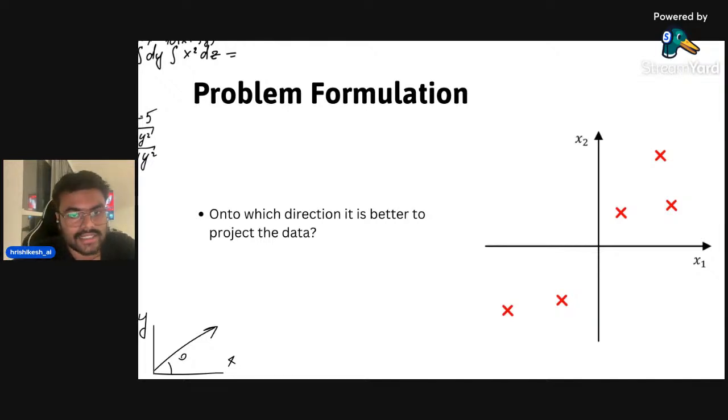So you can see it's x1 and x2, which is 2 dimension. Yeah, 2 dimension. And after reducing the 2 dimension, we can convert it into 1 dimension. So we need to convert this into 1 dimension. Okay, this is the main problem that we will be seeing with graphs.